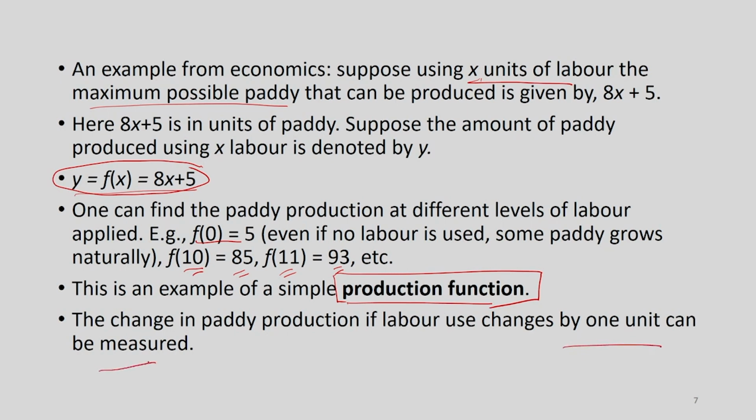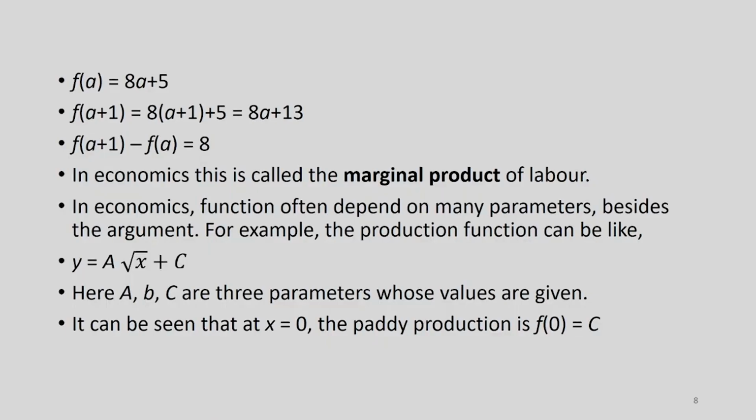The change in paddy production, if labor use changes by 1 unit, can also be measured. So, suppose output is changing with respect to a change in input, but the change in input is just 1 unit. Then that can be measured. Let us say x is equal to a. So, total output will be 8a plus 5, and here I am taking x equal to a plus 1. So, total output will be 8a plus 13, just simplifying this.